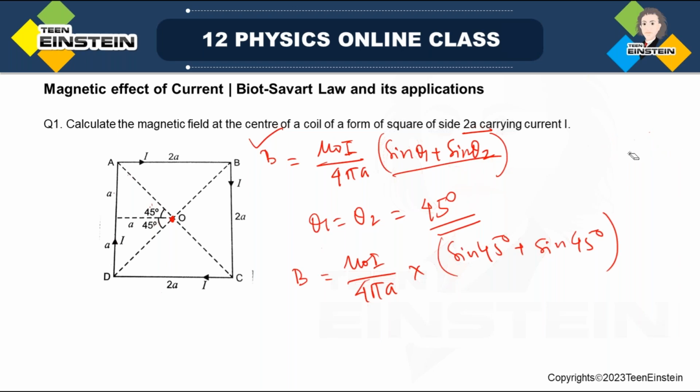So here, look, this is mu0 I by 4 pi A. 1 by root 2, 1 by root 2, so 2 by root 2. And now root 2 can be cancelled with this. Okay, so we get mu0 I.